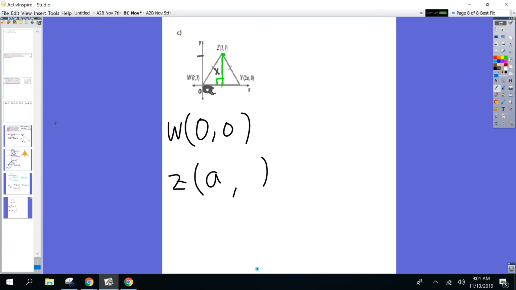And how about the old hypotenuse here? Remember, it's equilateral. How long was this distance here from W to Y? 2a. That means any side's going to be 2a because it's equilateral. So does everybody see the right triangle we have built? X I'm trying to find. This side's a. The hypotenuse is 2a.